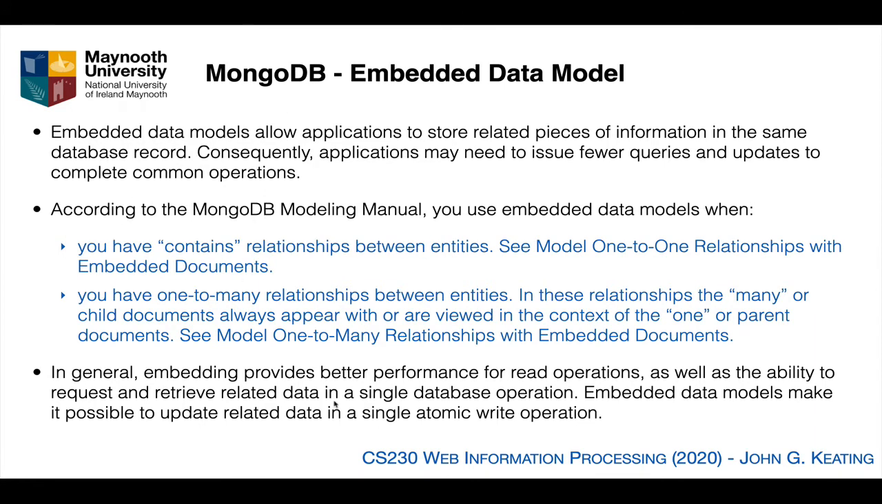In general, though, embedding provides better performance for read operations, as well as the ability to request and retrieve related data in a single database operation. Okay. So embedded data models make it possible to update related data in a single atomic write operation. And that's quite powerful. Because if you think about the example that I worked on last time, when I wanted to create a user and their address information, I created the user, I created the address, and then, in the normalized approach that we had in the relational database model, I then created another entry. You saved the two keys, and I included those into a document, into another table, and that's the sort of thing that would happen here as well. If I wanted lots of writes, now I could do it all in just one write to one collection.